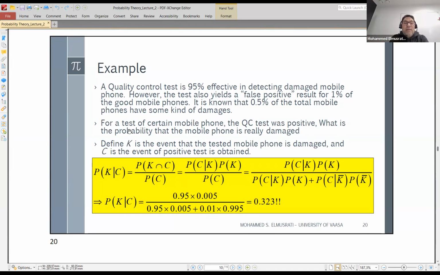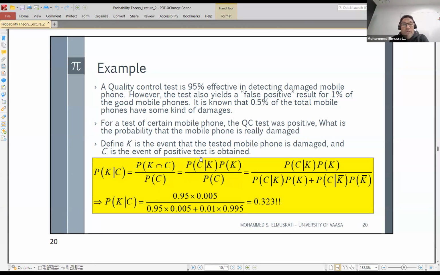Okay, what is the requirement now? The requirement in this example, as you can see, is: what is the probability that this mobile is really damaged? So I am looking for the probability that the mobile is really damaged, K, given that we received a positive alarm. This is equal to the probability of K and C divided by the probability of C. We know this from the conditional probability. And then I can use the Bayesian theorem.